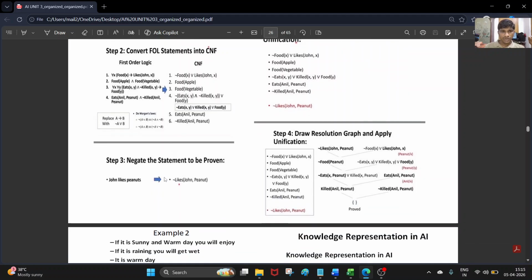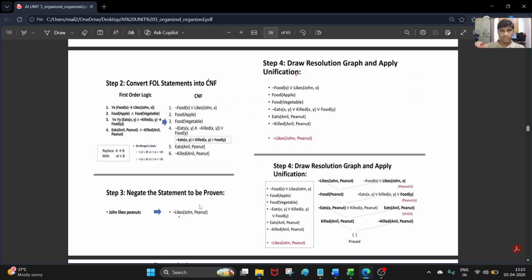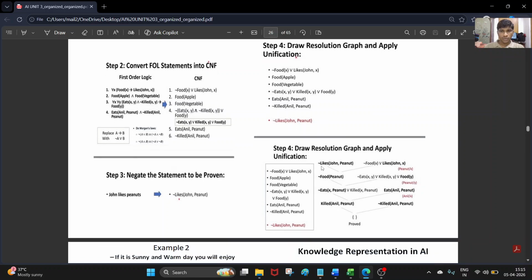Next, what is step 3? You have to negate the proof. John likes peanut, so likes of John comma P is the actual FOL. So you have to negate it, and we are negating this. Next, you have to draw the resolution graph and apply unification.